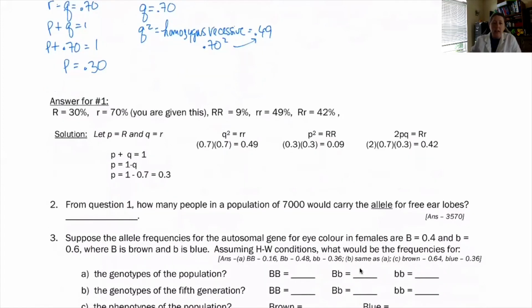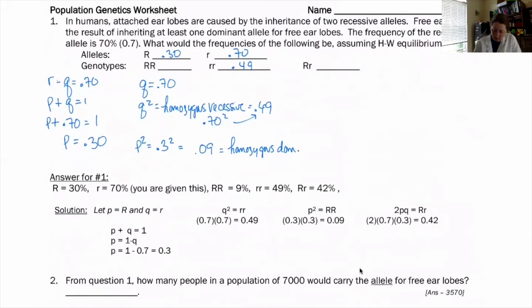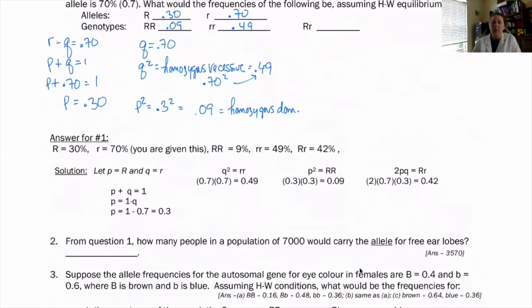Now, I can do that exact same thing with my p. I already found out that p is 0.3. So p squared is 0.3 squared. So 0.3 squared, now be careful with this. 0.3 squared is 0.09, 9%. And so that is the frequency of my homozygous dominant. Okay, I'm just going to put that up here. 0.09, great. Okay, so now how do I figure out the heterozygous?